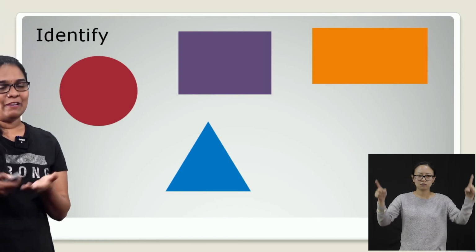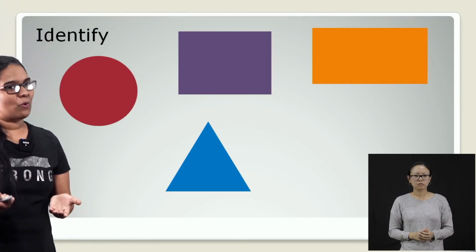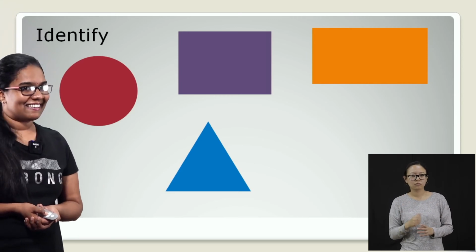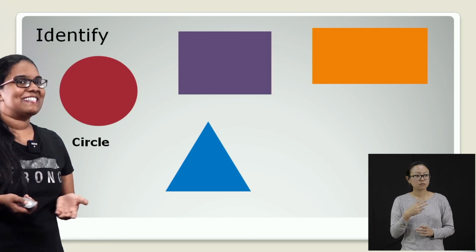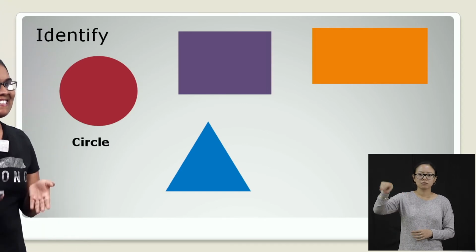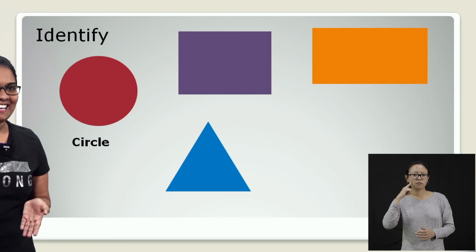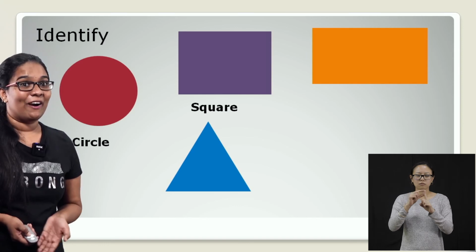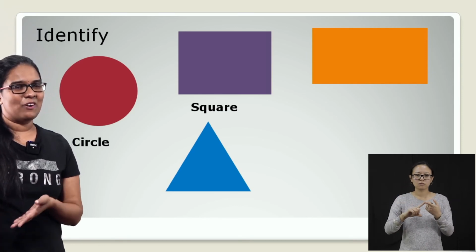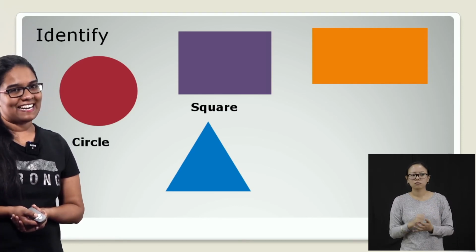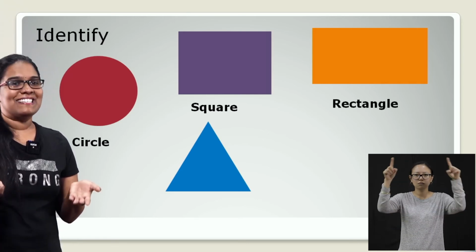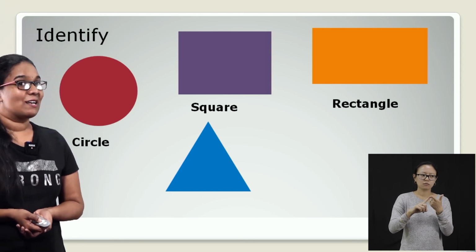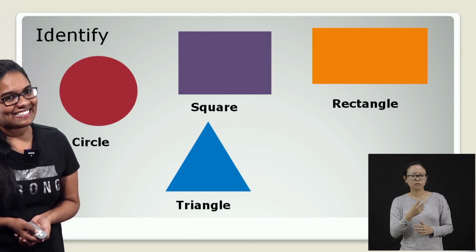Then identify the 4 basic shapes. Try to identify. What's the first shape? Is it triangle? No, it's circle. Yes, it is circle. C-I-R-C-L-E, circle. Then, yes, it is square. Yes. Then, what's the next shape? Is it triangle? No, it is rectangle. Yes, very good. Then, the last one is triangle.